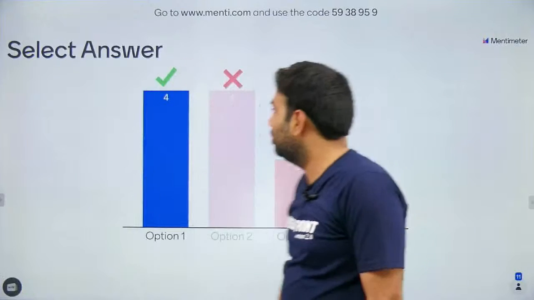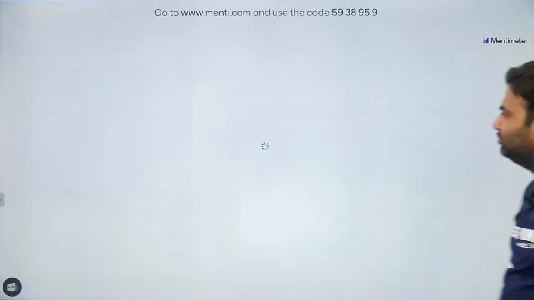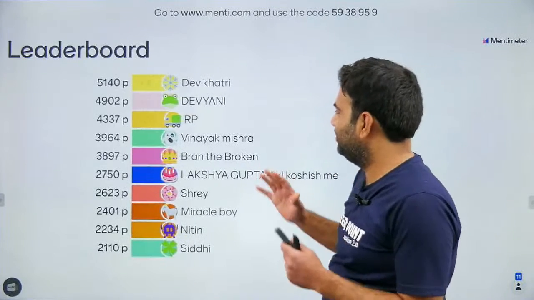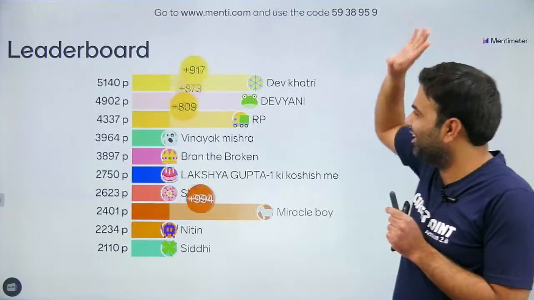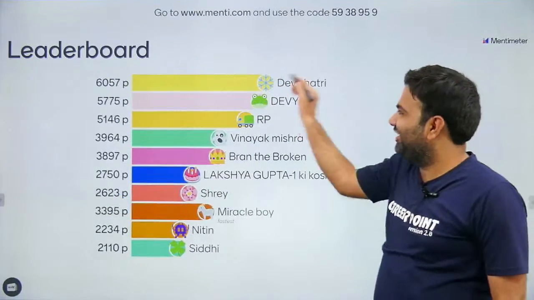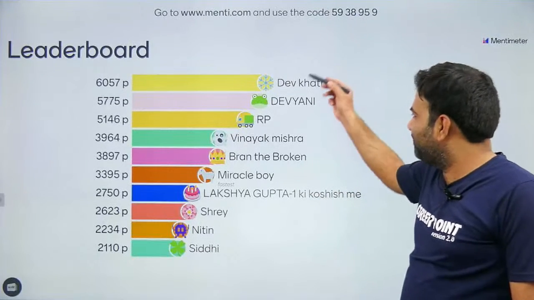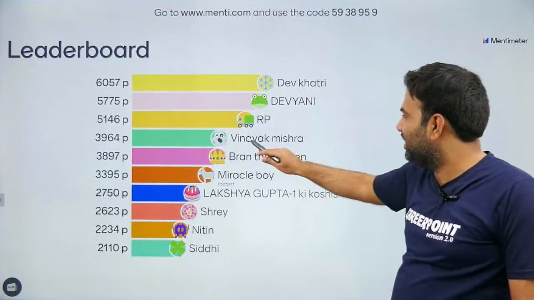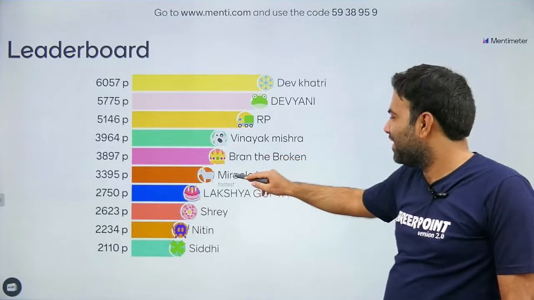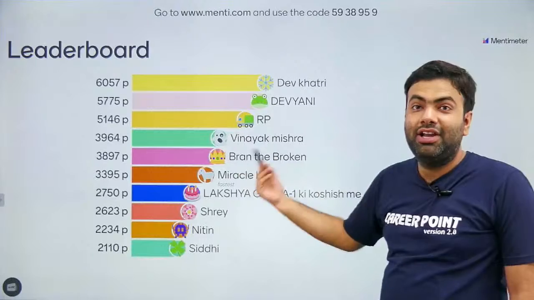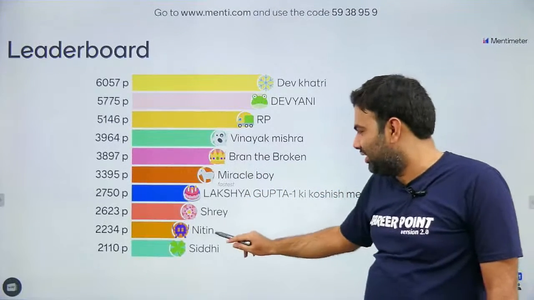Now let's have a look at the leaderboard. Let's see the ranking. Oh, the difference has increased again. Okay, Dev Khatri is consistently on top. Dev is first, Devyani is second, RP is third, Vinayak is fourth, then Saundarya, then Miracle Boy has given the answer fastest, then Lakshya Gupta, who is trying to get the first rank, then Shreya, then Nitin and Siddhi.